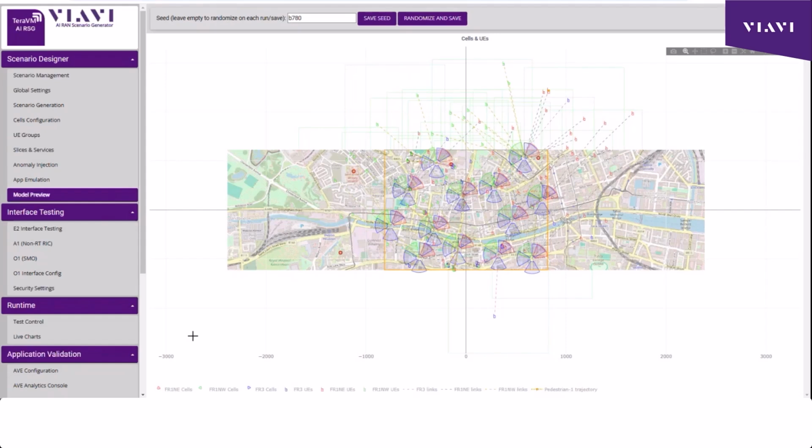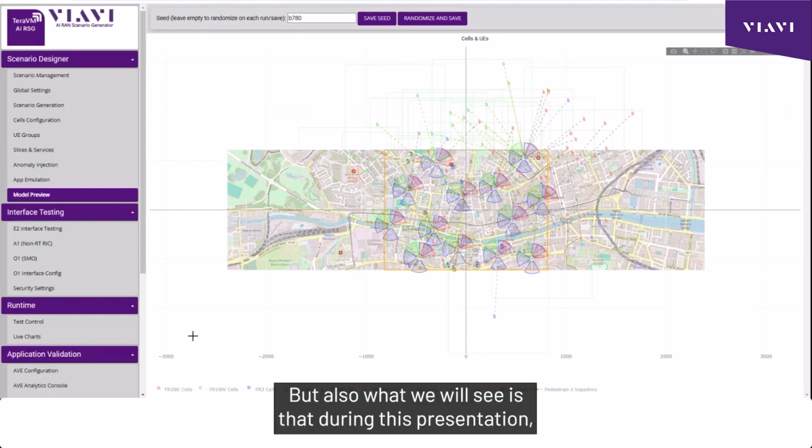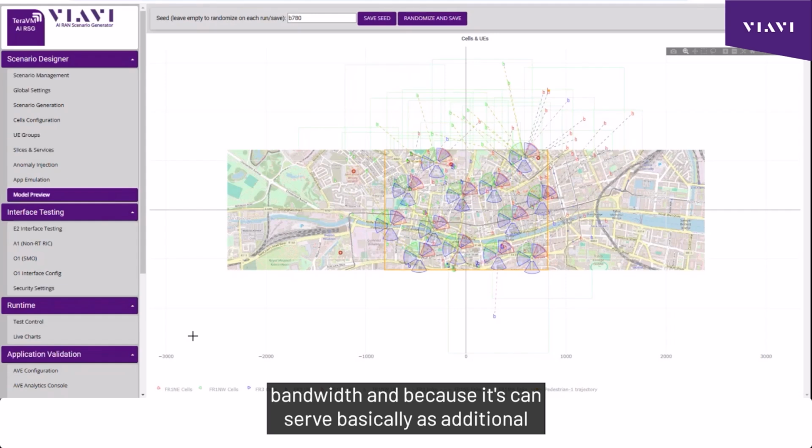I will show some examples. But also what we will see during this presentation is how the FR3 frequency can potentially unlock the improvement of the UE quality of service and UE experience in the network, because it has much higher bandwidth, and because it can serve as an additional capacity boost to the legacy FR1 5G frequencies.